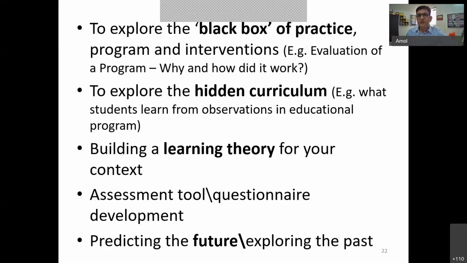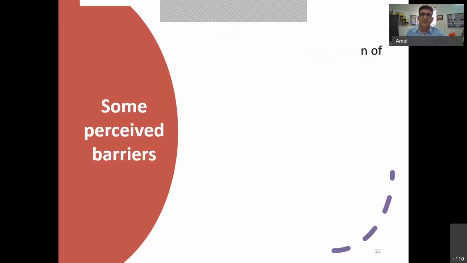And if you want to predict the future, what will be the status of education 20 years from now? What kind of technology will we be needing? We can do a Delphi study on that to predict the future of research. And qualitative research will be the most appropriate to go for it, at least to start with the exploration.